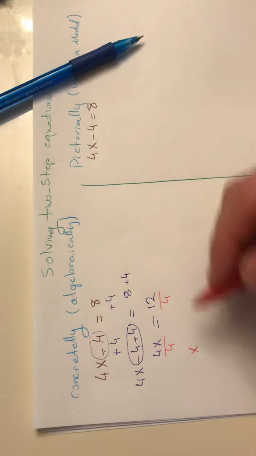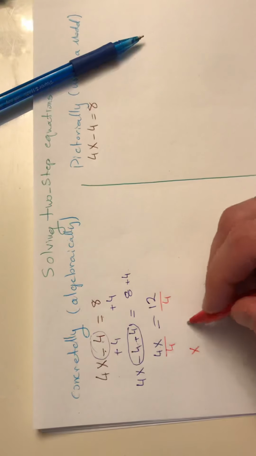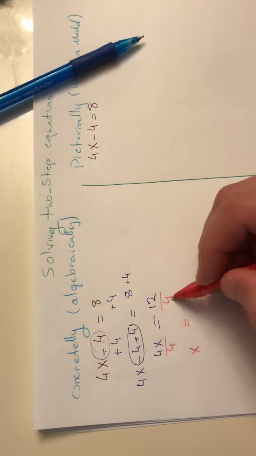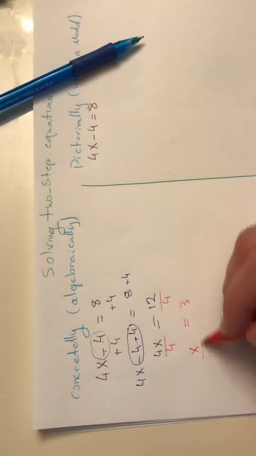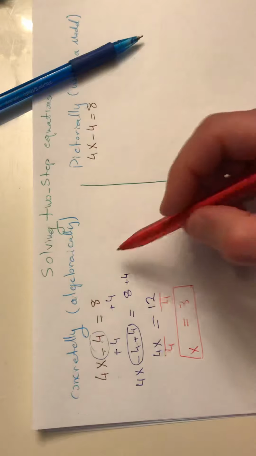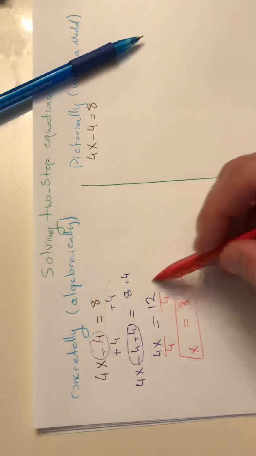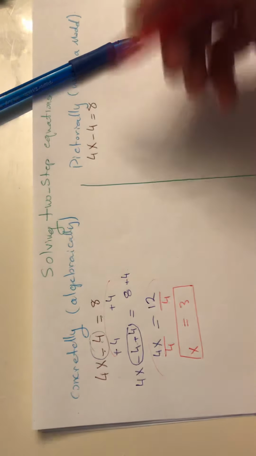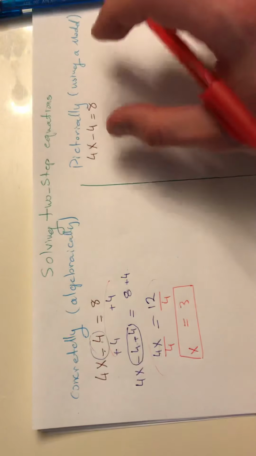4 divided by 4 is 1, or 1x, and the equal sign doesn't change. 12 divided by 4 is 3. So the answer is 3. This is the work that we have to do. So we did one step, two steps. Now let's look at how we can do this pictorially.